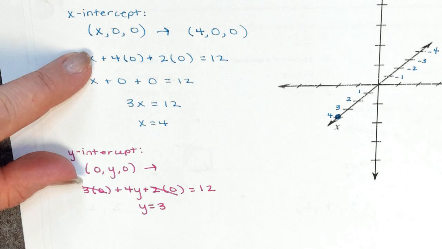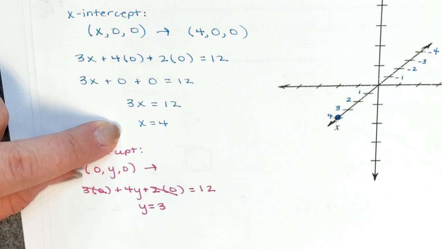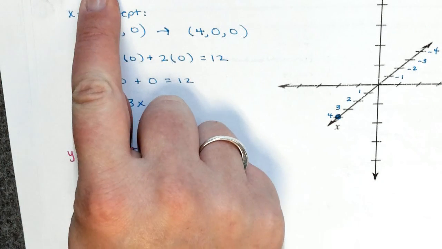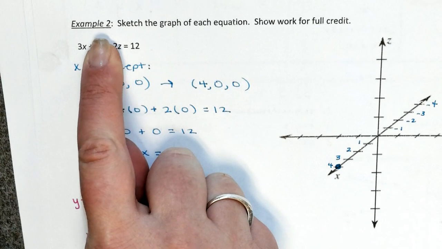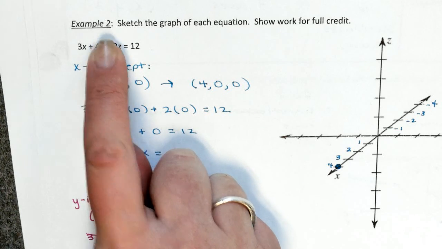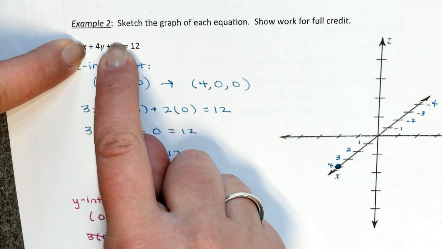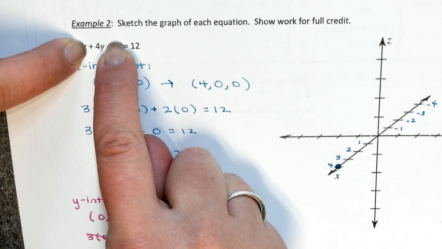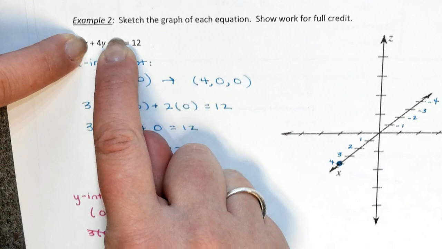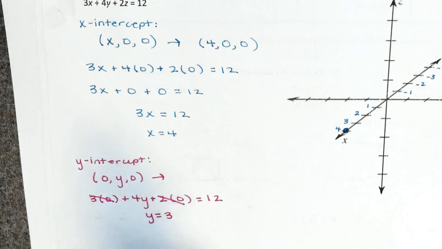If you want to skip filling all of this stuff out, if you can look at it and say, okay, 3 times, use the cover-up method. 3 times what number gets you 12? X would have to be 4, so 4, 0, 0 is one of your points. Cover up your y and your z. 4 times what would y have to be to get you 12? So 0, 3, 0 is this point here.